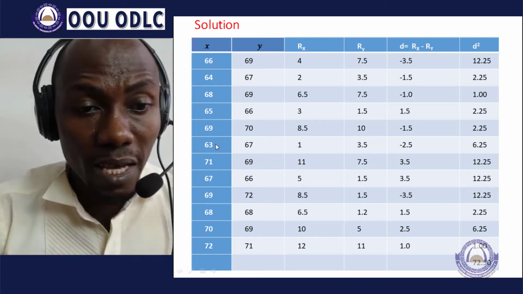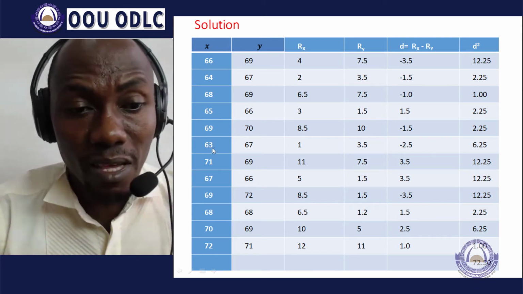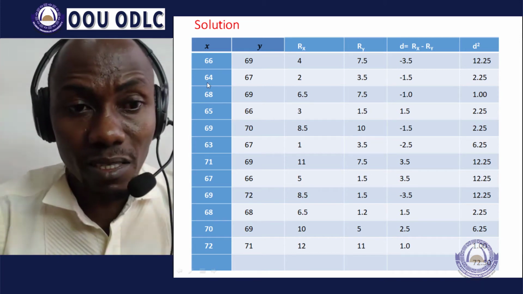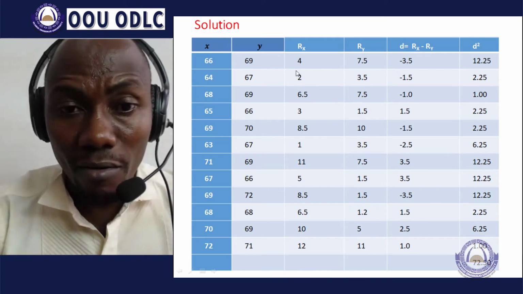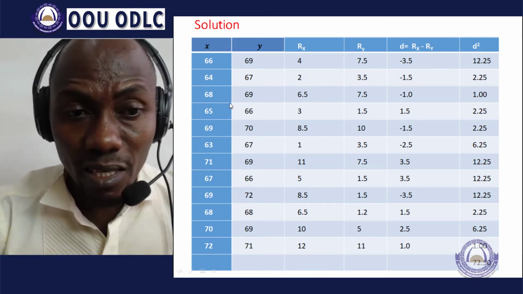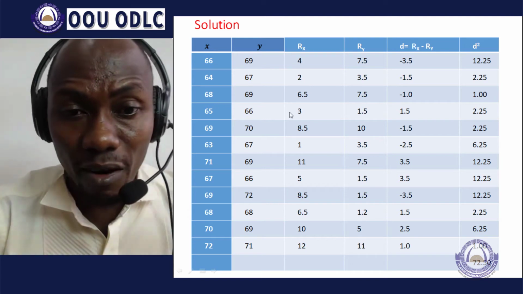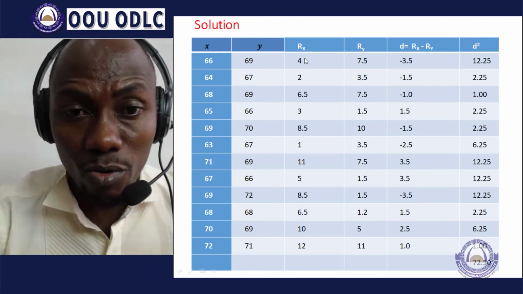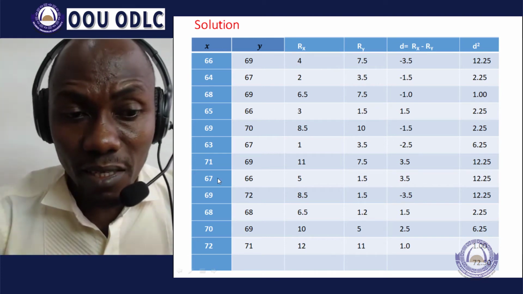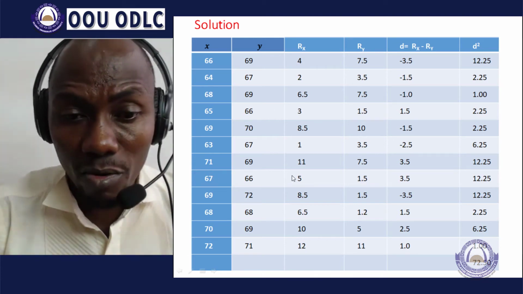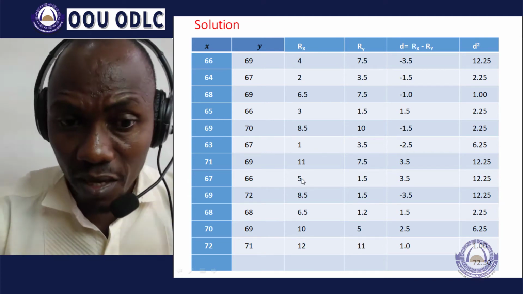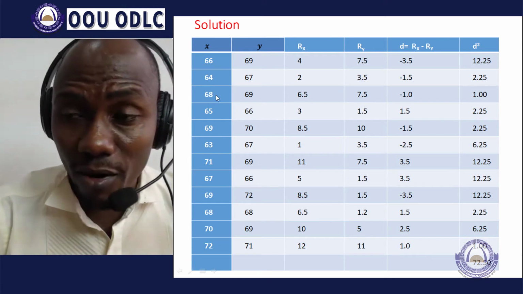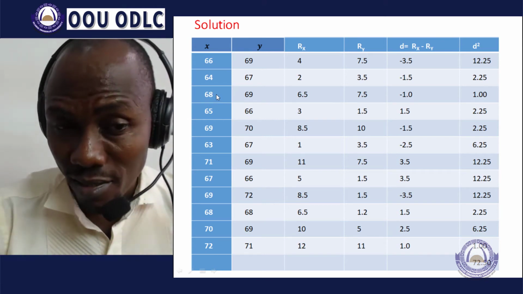So for X, the least value is 63, and this is given the rank value of 1. Next is 64. It is given the rank value of 2. Next is 65, rank 3. Next is 66, which is given the rank value of 4. Next is 67, rank 5. Next is 68, rank 6.